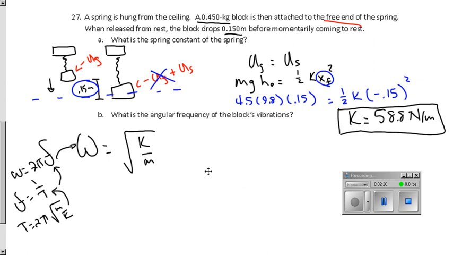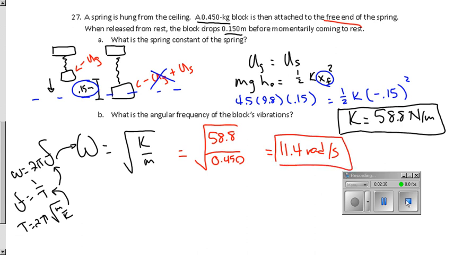As we plug in those values, we end up getting the square root of 58.8 divided by 0.450, and we end up with an omega of 11.4 radians per second. Question number 27 from Chapter 10.